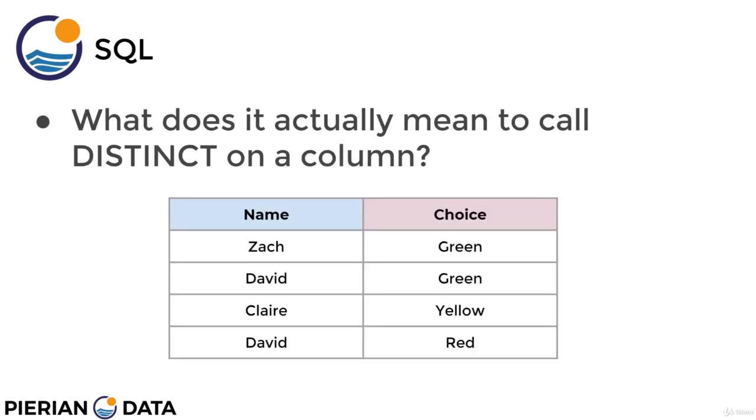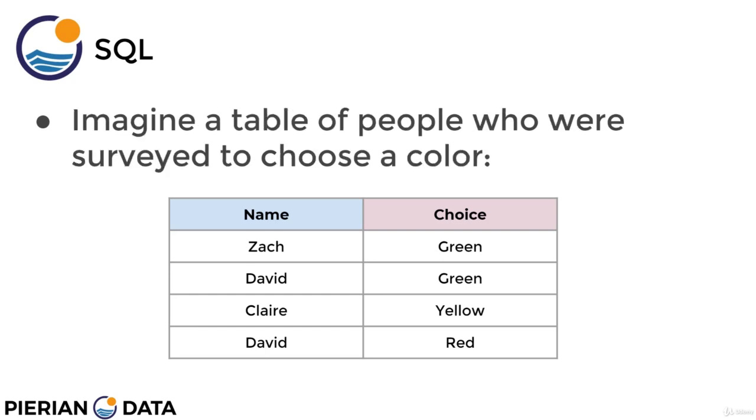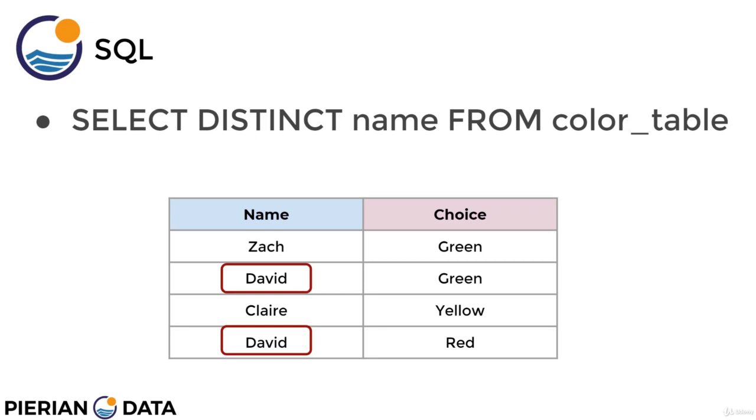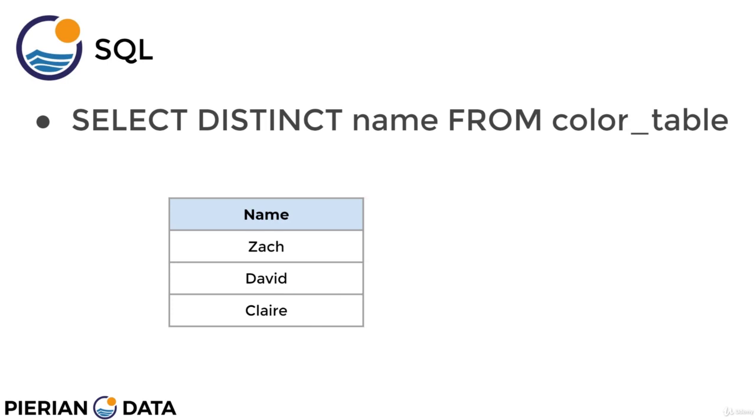Let's first think about what it actually means to call DISTINCT on a column. Imagine a table of people who were surveyed to choose a color. So here we have the names of the person, just their first name, and then the color choice they made. Let's imagine we actually called SELECT DISTINCT from the name column from the color table. We'll notice that we have two instances of David inside this name column, which means when we select the distinct names from this table, it's going to return back just the unique first names in this column.